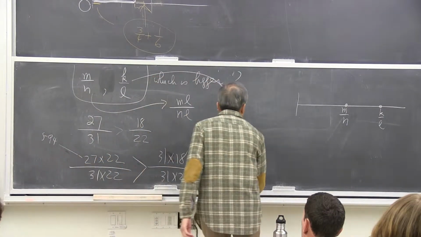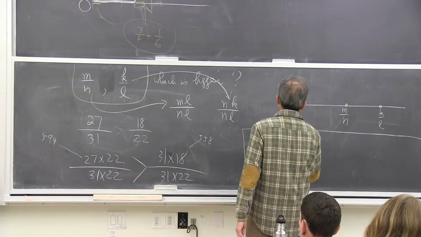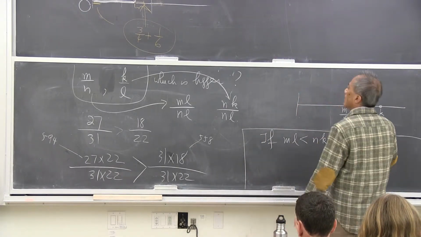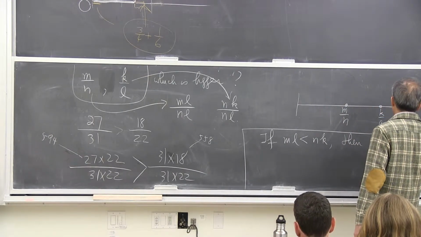So my conclusion therefore is that if ML is less than MK, then MN is less than KL.